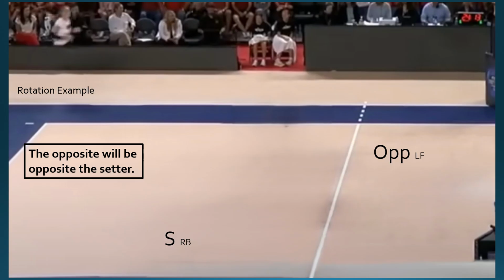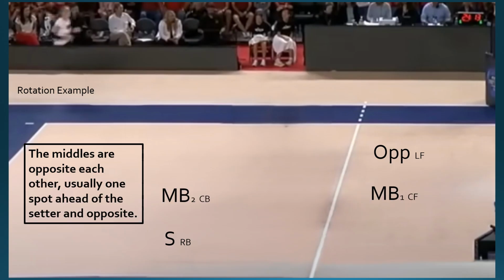The opposite will be opposite the setter in the lineup. So if our setter is starting in right back, that means our opposite will be starting in left front. The 2 middle blockers will be opposite each other, usually 1 spot ahead of the setter and the opposite. So with the setter in right back, 1 middle will be in center back, and the other middle in center front. And MB1 and MB2 are not 2 different positions. I've just noted it that way for clarity as we track the rotations.